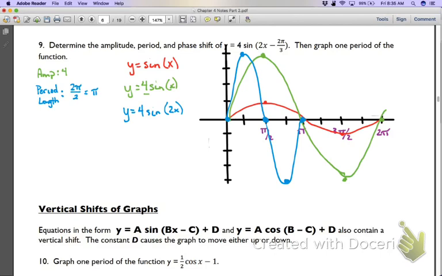The last thing we have to do is we have to shift it. So it's 2x minus 2 pi over 3. So which way are we going to shift it? Left, right? Which one? It's going to go right. So as far as our phase shift that we have, it's going to go right. How much is it going to go right?